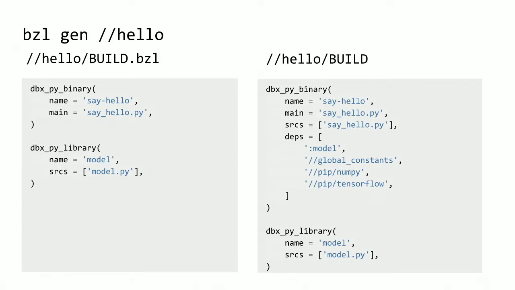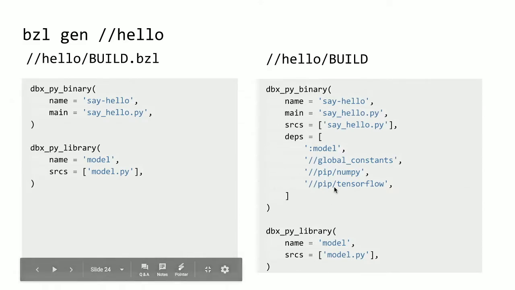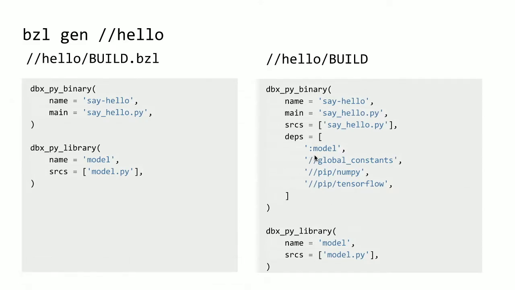So you can see the local model import has been turned into a colon import of this library down here. And we have a correct dependency on //global constants. And furthermore, the third-party imports have been handled by redirecting them into this //pip namespace. So we have a convention at Dropbox that all of our third-party Python code goes in //pip. And our build file generator is aware of that and can handle third-party code by redirecting imports in that way.